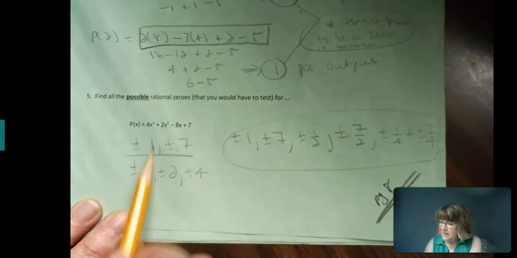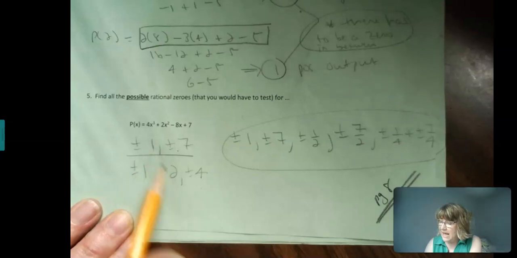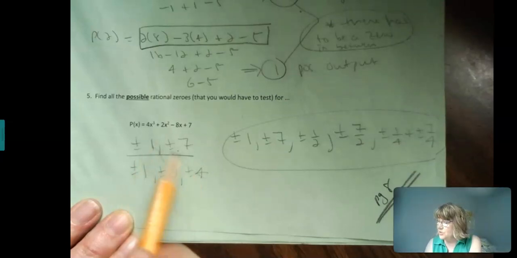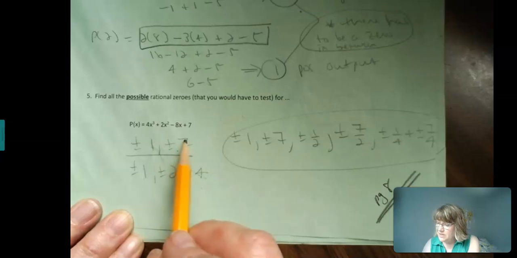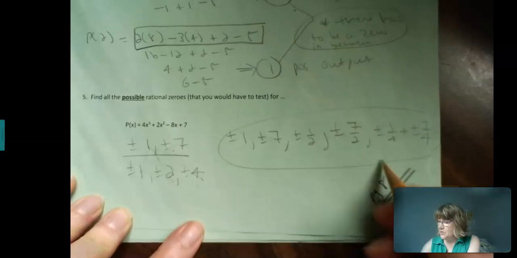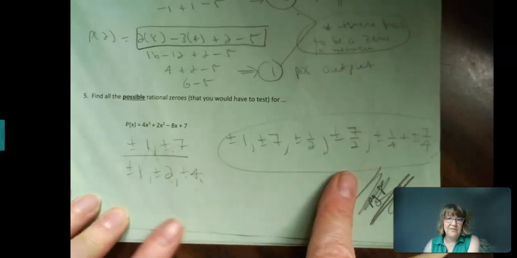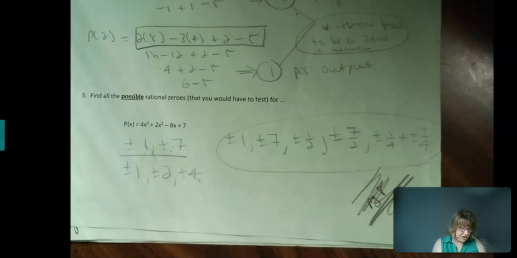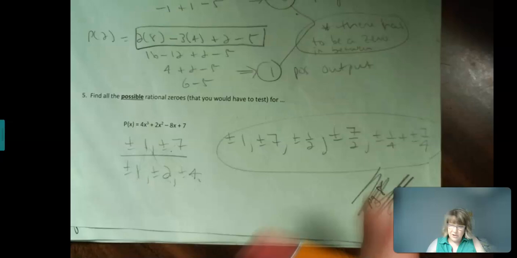So these are 2 of them. And then if I take that, divide by that, that's a repeat. This is a half. This is a fourth. Those are new ones. And then if I do this way, 7 is a repeat. 7 divided by 2 is a new one. And 7 divided by 4 is a new one. And again, it could be the positive and negative of either one of those. All right, so those are all the possible.